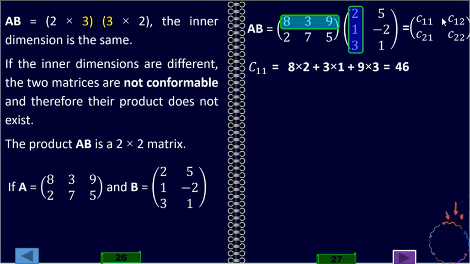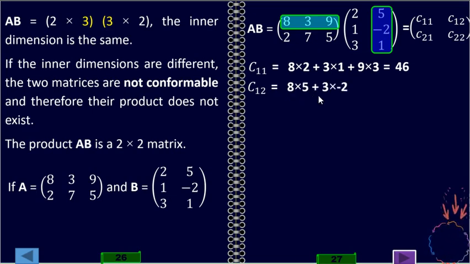Now the same thing we're going to do to get C12. C12 means row 1, column 2. So we're going to multiply row 1 with column 2. In this multiplication, of course, now you know what to do. The first element here will multiply the first one, the second will multiply the second, and the third will multiply the third. Then you add everything. That will give us 8 times 5 plus 3 times minus 2 plus 9 times 1. When you carry out that multiplication and addition, you are going to get your answer as 43.